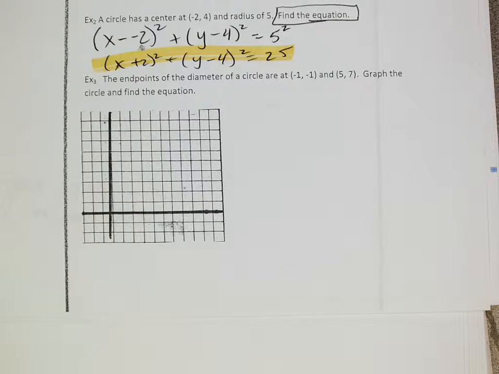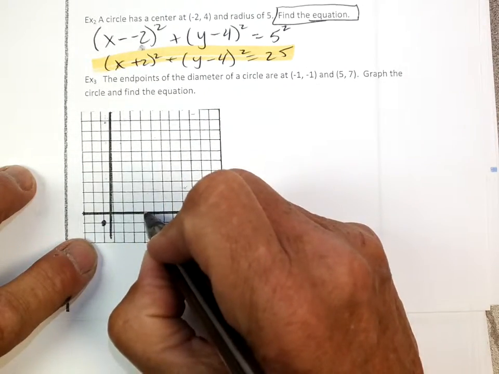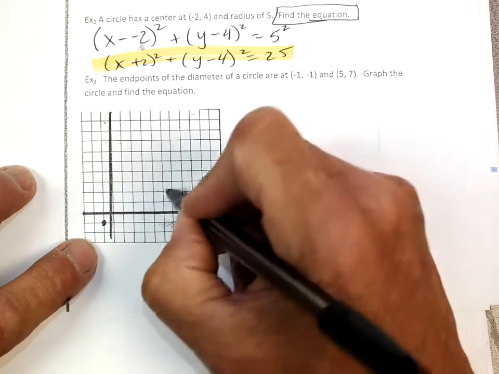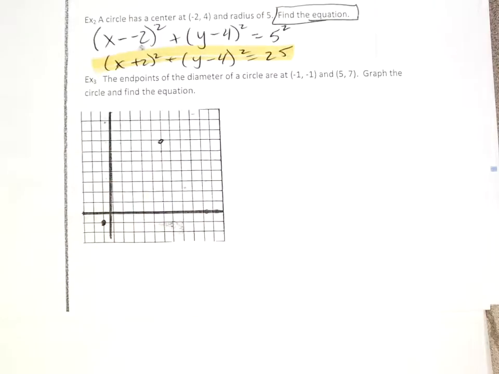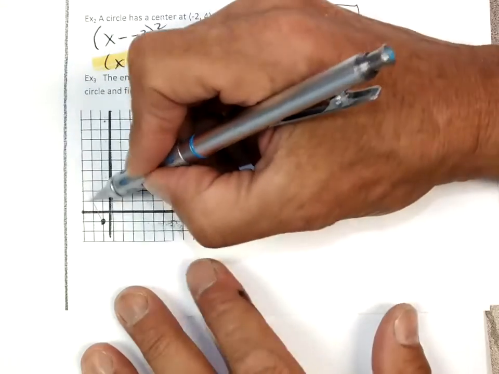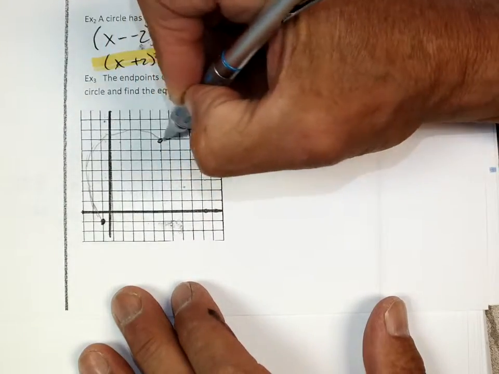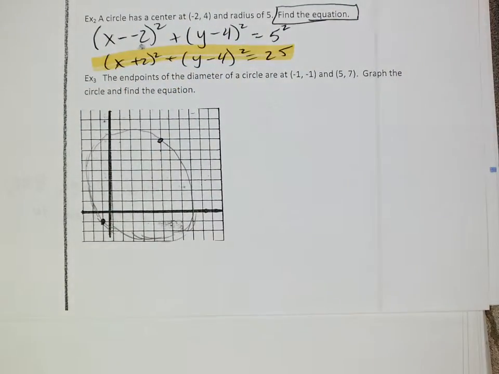Okay, example 3. The endpoints of the diameter of a circle are at (-1, -1) and (5, 7). Graph the circle and find its equation. So I'm going to do that. Go negative 1, that's there, and 1, 2, 3, 4, 5. 1, 2, 3, 4, 5, 6, 7. Now I'm going to freehand a circle. I'm just going to use a pencil because it's not going to be very good since I'm not exactly sure where the center is. I'm using a pencil because I'm going to need to erase, I'm kind of guessing. That is really a potato, huh? Looks more like an egg, doesn't it?